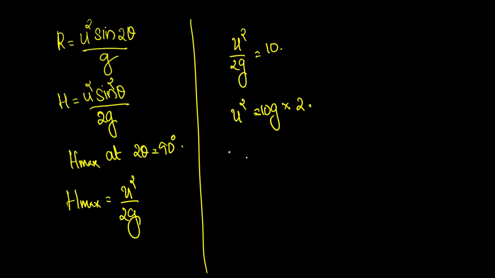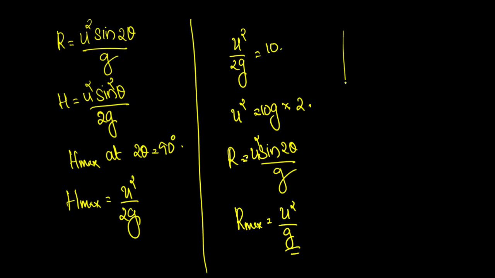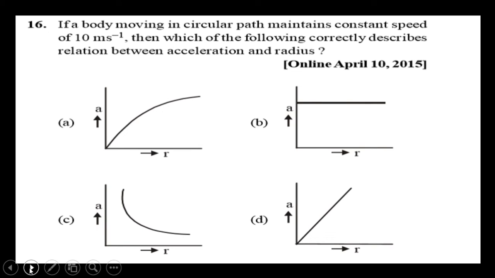Now we know u squared by 2g is equal to 10, which basically means that u squared is equal to 10g times 2. So r is equal to u squared sine 2 theta by g, and we get r max as u squared by g. So r max is equal to 10 times g times 2 upon g. G gets cancelled. Your answer is going to be 20 meters. So that is our option D. Right. Let's go to the third question. So third question, what they have mentioned here.